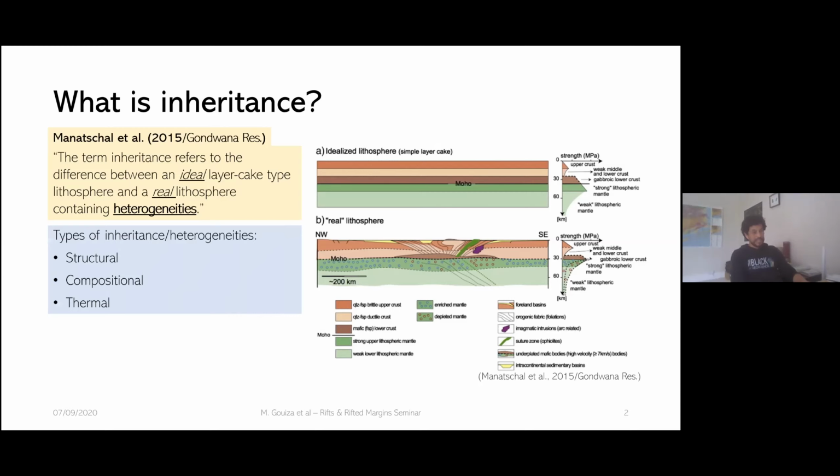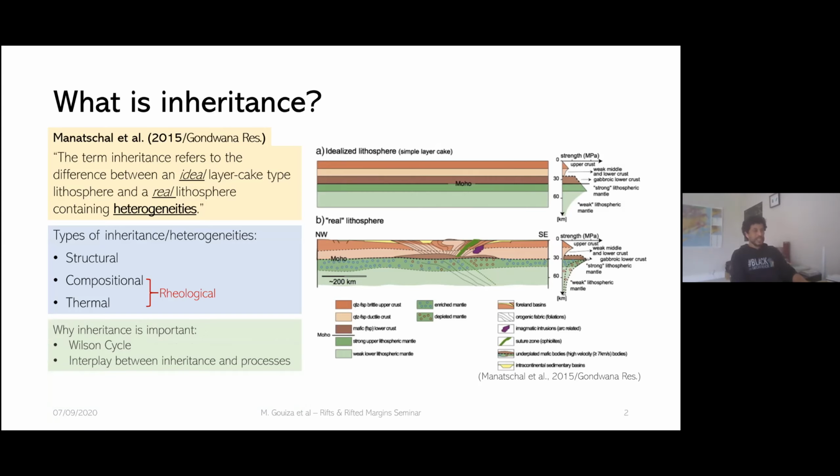As you've seen with Tom and Chris, we have three main types of heterogeneities. We can talk about structural heterogeneities, and compositional and thermal heterogeneities as well. In my case, I would like to group those last two into one, rheological heterogeneities, because composition and thermal state of the crust and lithosphere are usually intimately linked, and they define what we call strong or weak rheology.